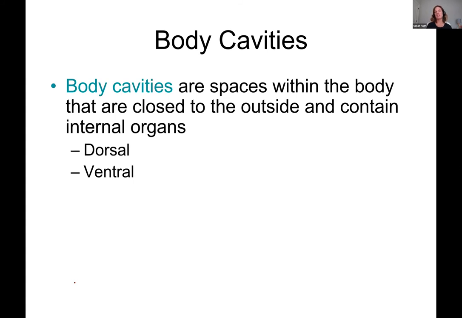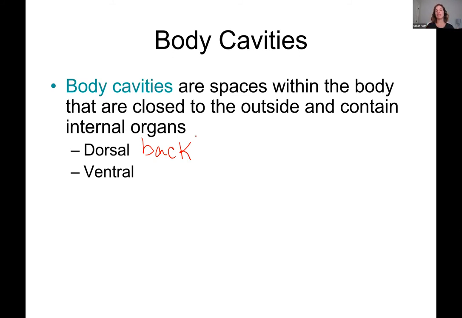So for body cavities, these are spaces in our body that are close to the outside, but they're what contain our organs. In our body, we have two huge cavities. We have the dorsal cavity. Remember, dorsal just means back. So this is on the back of the body. The dorsal cavity is going to house things like the brain and the spinal cord, right? The things that are in the back.